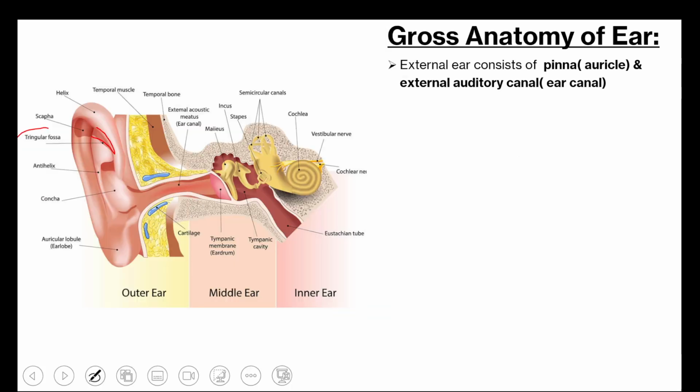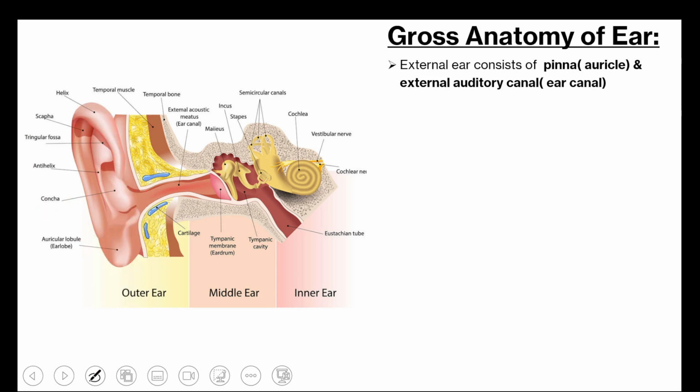And next you can see there is a reflection type of structure that is called the anti-helix. Just beneath the helix you can see the anti-helix, and this smooth area near the opening of the auditory or ear canal is called the concha, and this smooth structure is called the auricular lobule. So all these parts are the structures within the pinna or auricle.